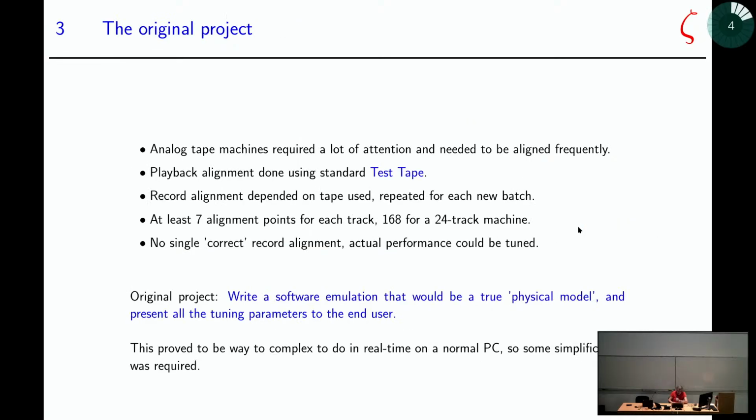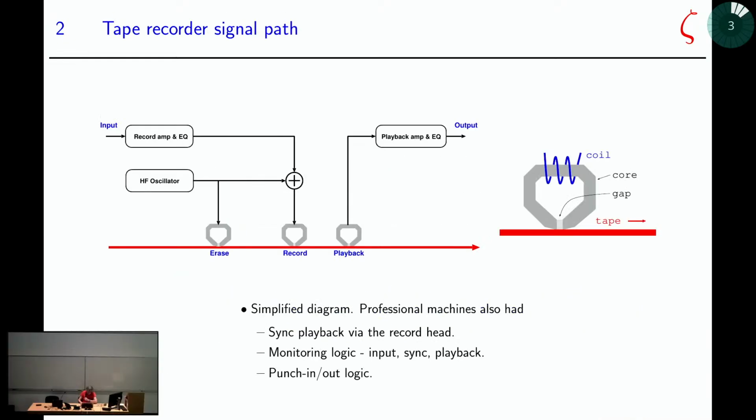So such a head is just a magnetic... sorry. So you have a metal core with a coil around it, and at one end there's a very small gap, which is a few micrometers wide, and that's where the head is in contact with the tape. So if you send a current to the coil, you get a magnetic field concentrated at the gap, and that will be transferred to the tape. For playback, if there is any magnetic signal on the tape, that will generate a voltage in the coil.